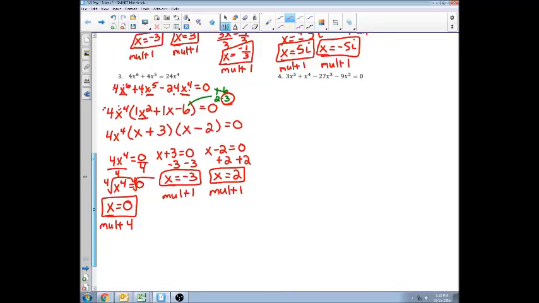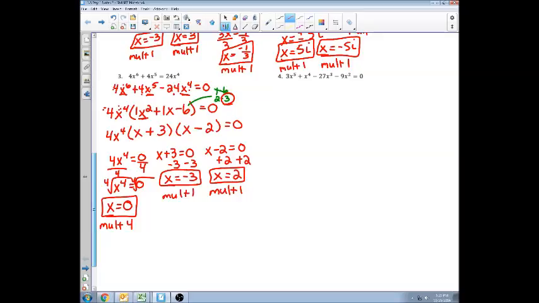So if you have not figured this out yet, multiplicity means how many times is that an answer for our problem. Well, 0 could be an answer for our problem 4 times. Negative 3 could be an answer for our problem once. 2 could be an answer for our problem once. All right? On to problem number 4.